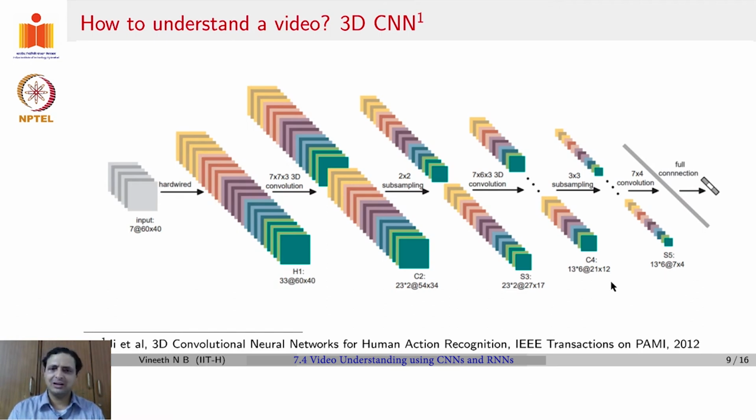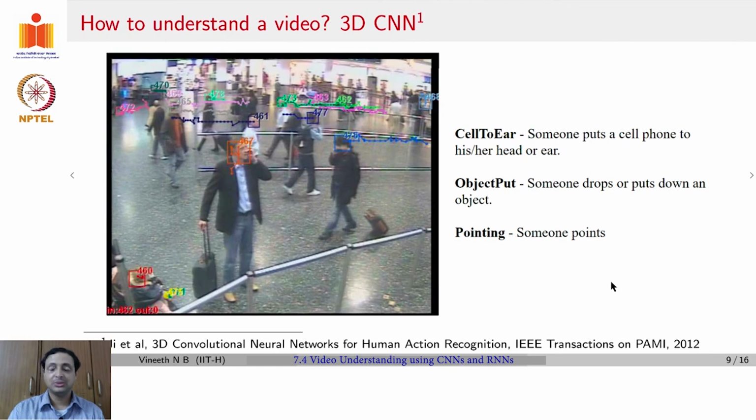And how are these learnt? Nothing changes from that perspective. You still have cross entropy loss at the end, and you still can backpropagate through all of these layers, very similar to how we talked about it for CNNs. Using this kind of an approach, they could show that you could perform action recognition.